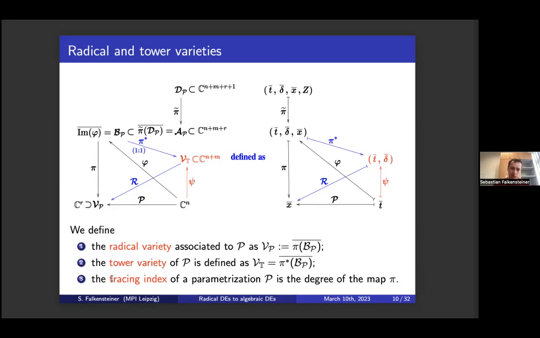And also of importance will be the tracing index of the given parametrization. Defining a tracing index of a rational parametrization is very straightforward, but for radical parametrizations it's not so easy. So we do it in this way of going to this incidence variety, having all the information, and then taking a look at the degree of the projection.